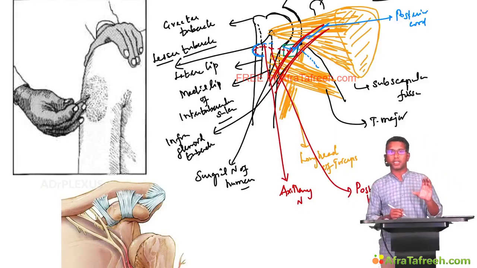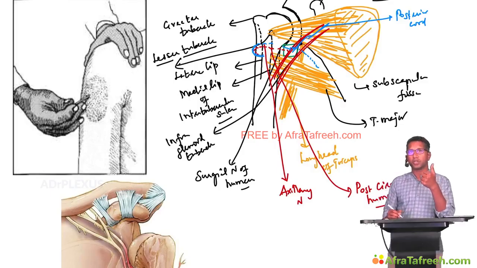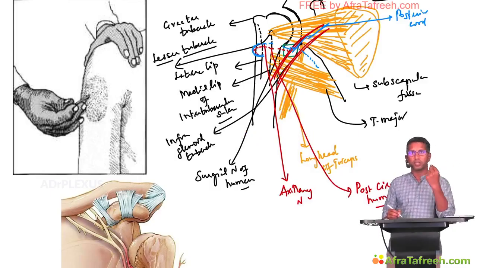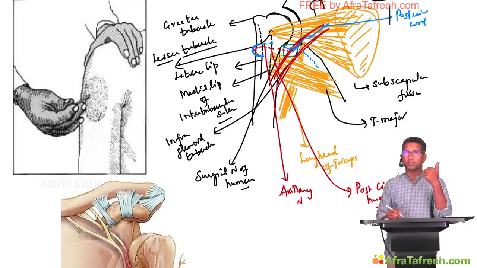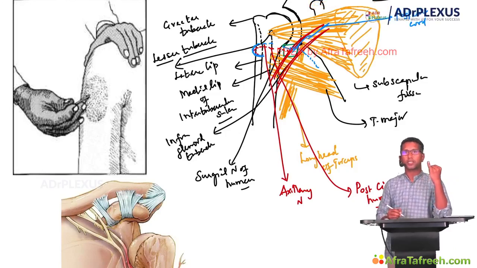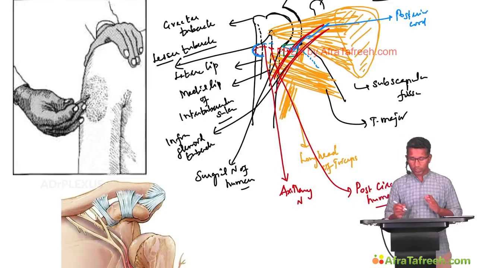Okay guys, clear? Very clear. From the third part of the axillary artery you get a branch called the posterior circumflex humeral artery, and this artery accompanies the anterior division of the axillary nerve. This is an MCQ again here. What is the nerve that passes through the quadrangular space? Axillary nerve. What is the artery that accompanies the axillary nerve? That is the posterior circumflex humeral vessel.